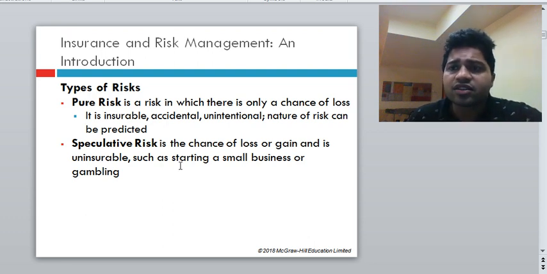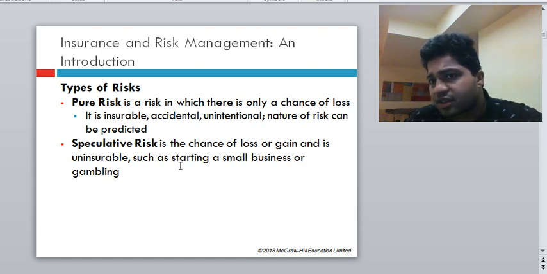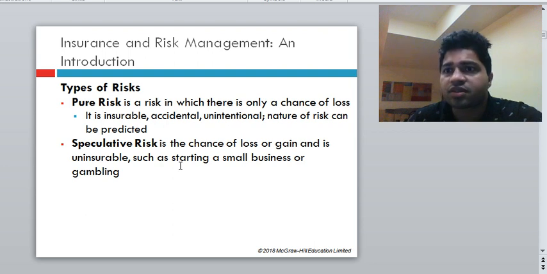But investing in the stock market, so if you buy Apple stock because it is launching, let's say, iPhone 10s or iWatch 4, so you think that stock is going to rise. If you buy that stock and you suffer a loss in Apple, that is a speculative risk, because there was a chance of profit but you suffered a loss.